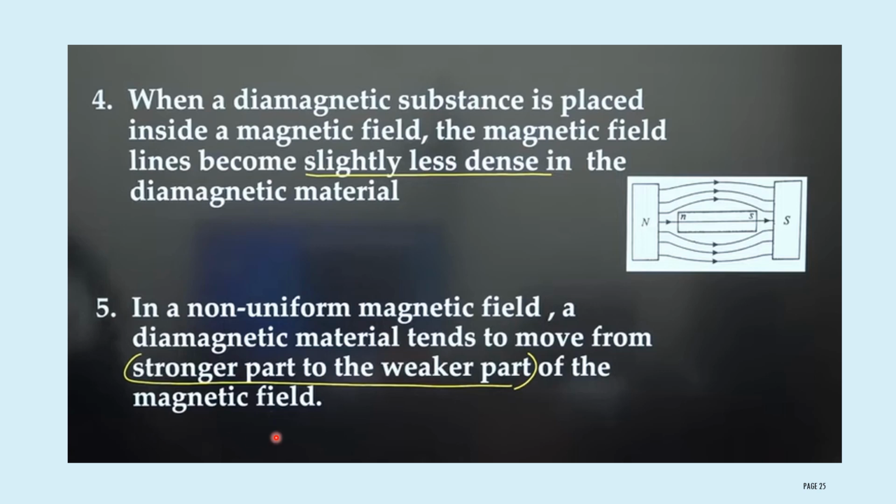Fifth property, in a non-uniform magnetic field, a diamagnetic material tends to move from the stronger part to the weaker part of the magnetic field. In a non-uniform magnetic field, already you know, inside a diamagnetic material there will be an induced magnetic dipole. Because of this induced magnetic dipole, it will create a magnetic field. This magnetic field will oppose the external magnetic field. Therefore, if you keep a diamagnetic substance in a non-uniform magnetic field, then this material will move from the stronger part to the weaker part of the magnetic field because of this induced magnetic dipole.